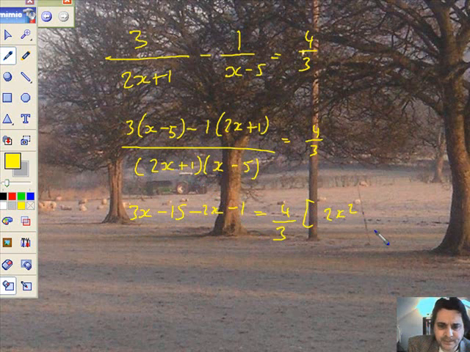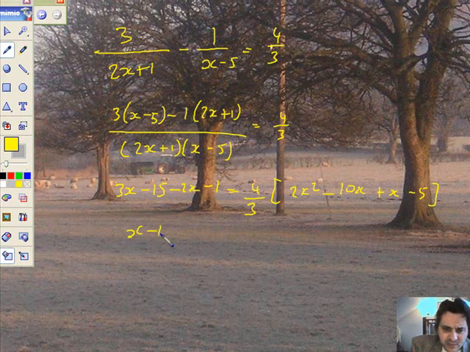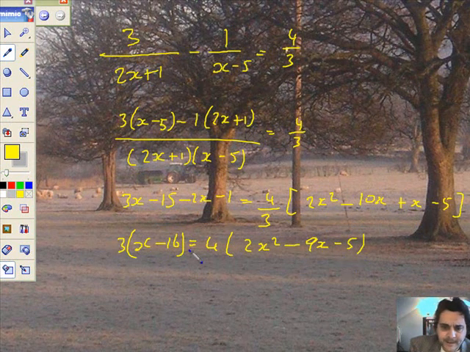2x squared minus 10x plus x minus 5. Alright, tidy it up in a minute. What we got here? I've got x minus 16, that's right, equals, in fact let me take the 3 over next door. So if I take this 3 next door, I go and multiply, and I've got 4 lots of whatever this is, but let me just simplify this down a little bit. So it's 2x squared minus 9x minus 5.